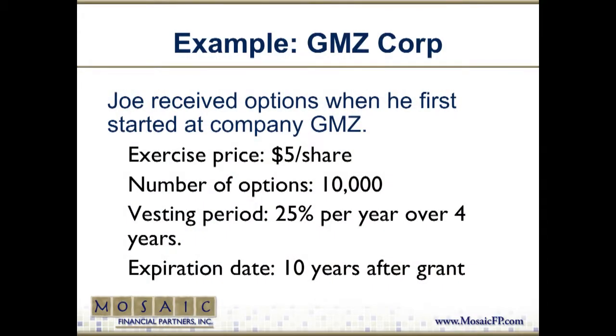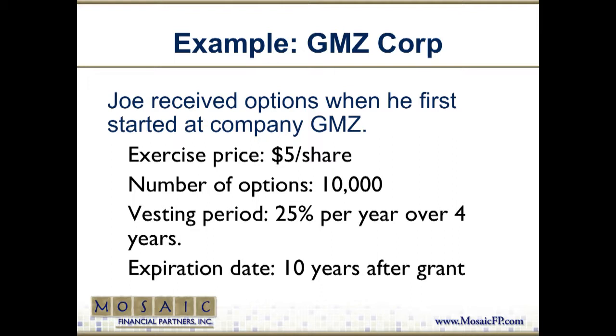So I think you were going to show me an example of a very simple situation of a hypothetical stock. So we'll talk about a hypothetical company, GMZ company. Those are my initials. So at GMZ company, we have Executive Joe who comes to work for me. When Executive Joe comes to work, Joe receives 10,000 options. The options are issued at $5 a share, which is the current stock price of GMZ company when Joe came and got his option grant.